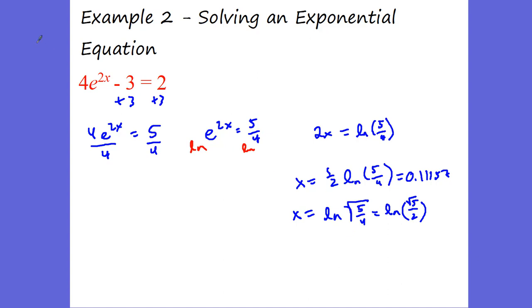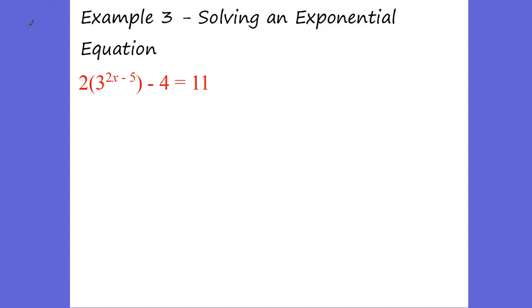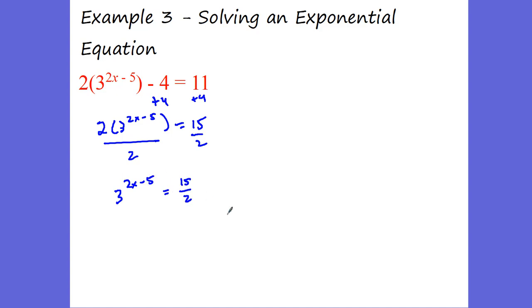Okay, so that is solving an exponential equation using algebra. Here's solving a little bit more of a complex equation. You can still do it, you just do it step by step. So we're going to add 4 to both sides. So now we're left with 15 equals 2 times 3 to the 2x minus 5. Okay, what's the next step? We're going to divide by 2. So now we have 3 to the 2x minus 5 equals 15 halves.